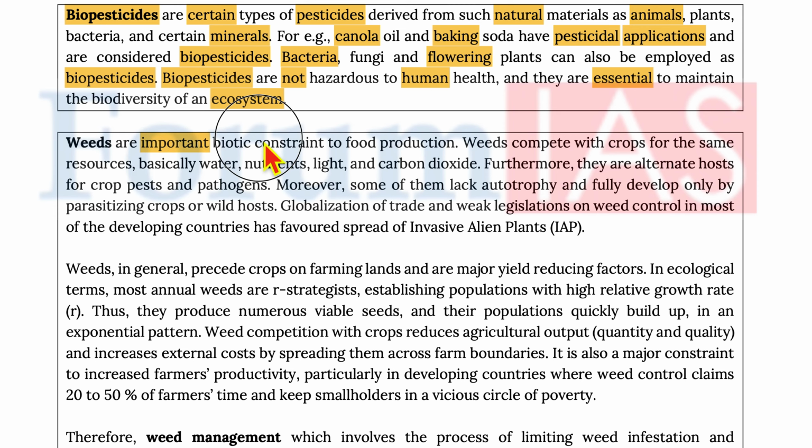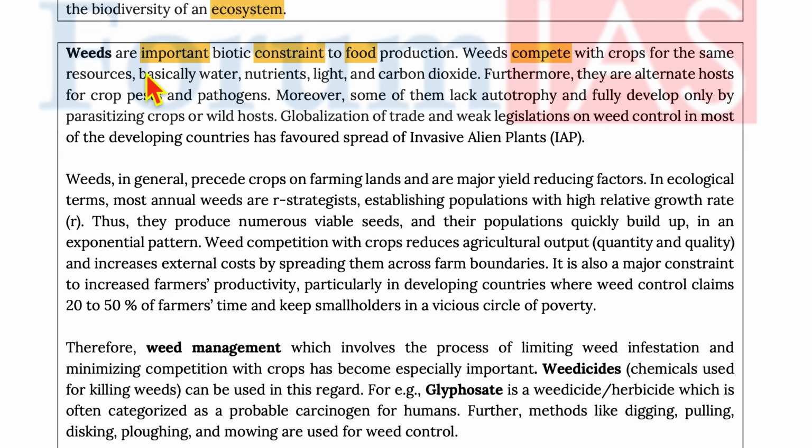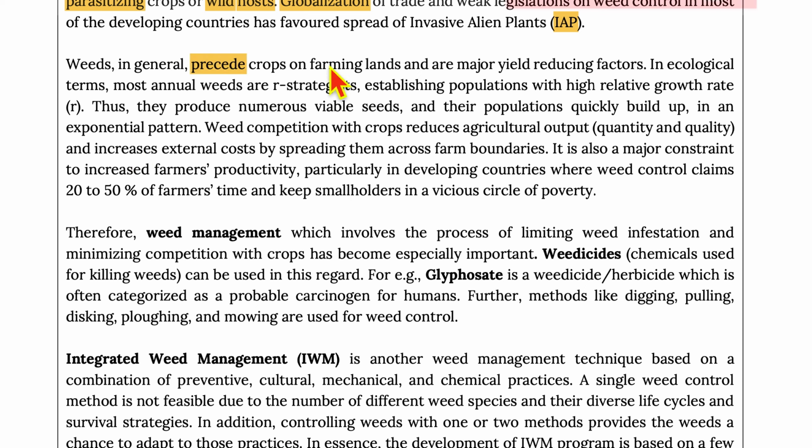Weeds are important biotic constraints to food production. Weeds compete with crops for the same resources, basically water, nutrients, light, and carbon dioxide. Furthermore, they are alternate hosts for crop pests and pathogens. Moreover, some of them lack autotrophy and fully develop only by parasitizing crops or wild hosts. Globalization of trade and weak legislation on weed control in most developing countries has favored the spread of invasive alien plants. Weeds in general precede crops on farming land and are major yield-reducing factors.